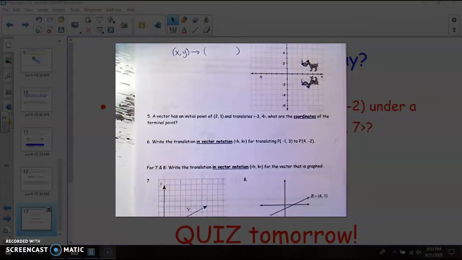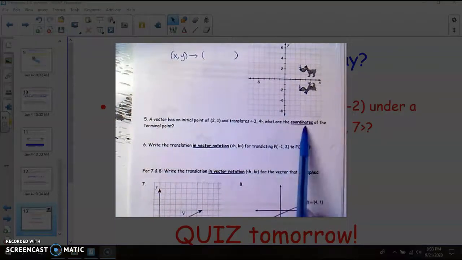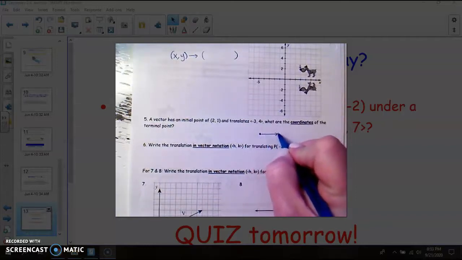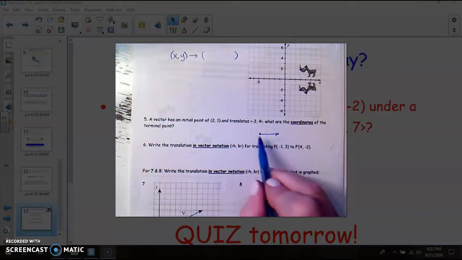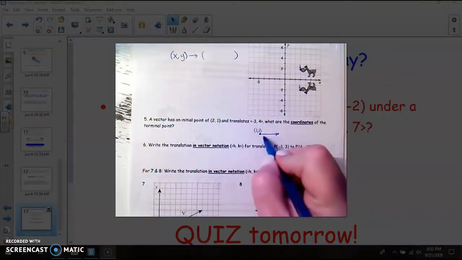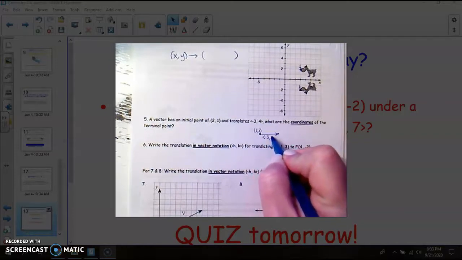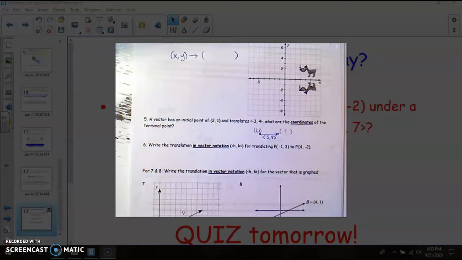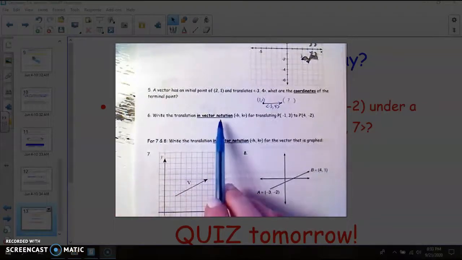Number 5, you're writing the coordinates of the terminal point. That's your ending point in a vector. So you have a starting point and an ending point in a vector. So it tells you your starting point is (2, 1). It tells you what translation vector you're using, and it wants to know what are the coordinates here of your ending point.